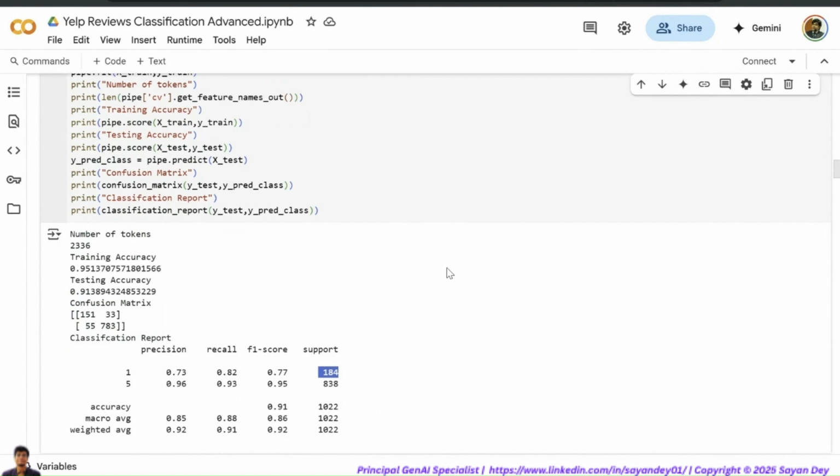So there are lesser examples of negative reviews, but more examples of positive reviews. So the model that you finally end up building tends to be better at identifying positive reviews. So the positive review scores are higher.